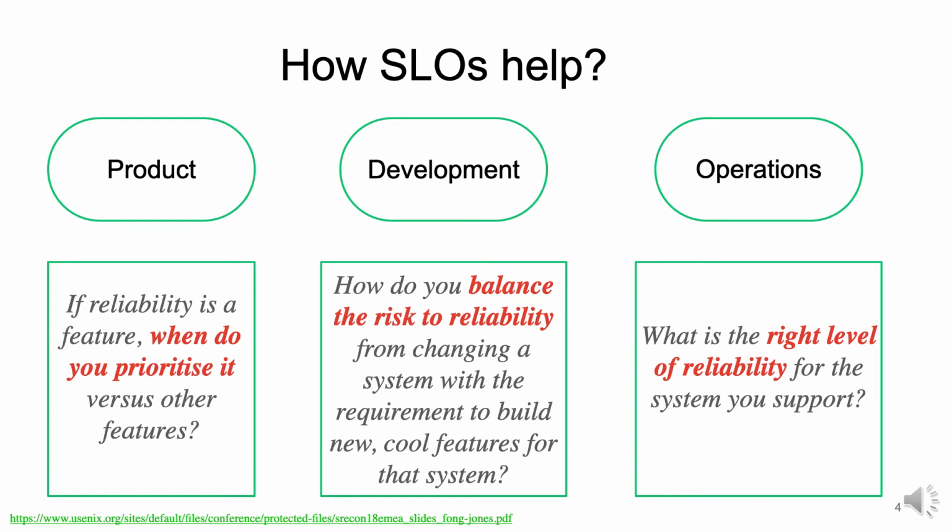In this episode, we are going to look at SLOs and SLIs, primarily SLI, but let's quickly recap how SLOs help. From a product perspective, for example, if reliability is a feature, when do you prioritize it versus other features? From a development perspective, how do you balance the risk to reliability from changing a system with the requirement to build new cool features for that system? And from an operations perspective, what is the right level of reliability for the system you support?